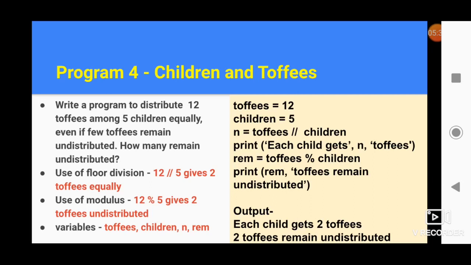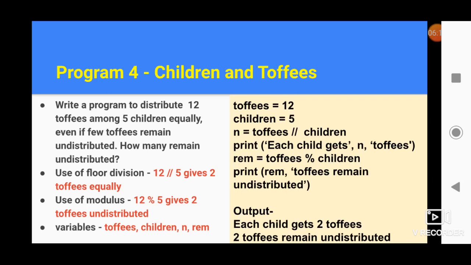Now this modulus operator is used in the fifth line of the program, and the result of this operation is being stored in yet another variable whose name we decide as REM, which represents remainder or remaining number of toffees. And in the next, sixth and final line of the program, we want to print the remaining number of toffees which cannot be distributed.